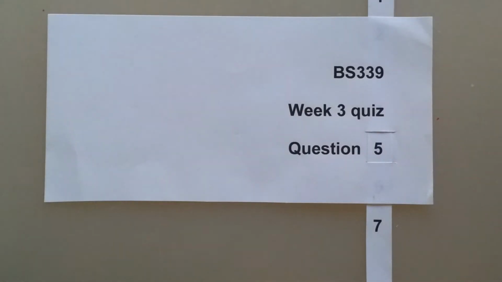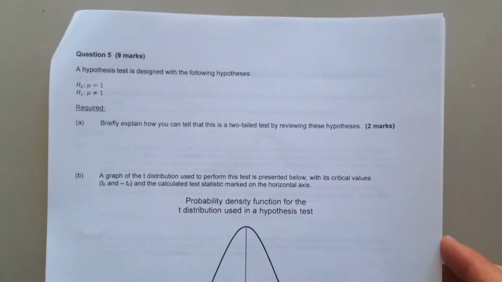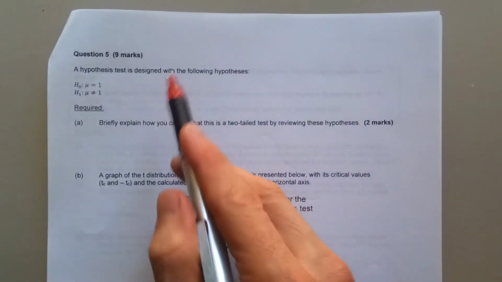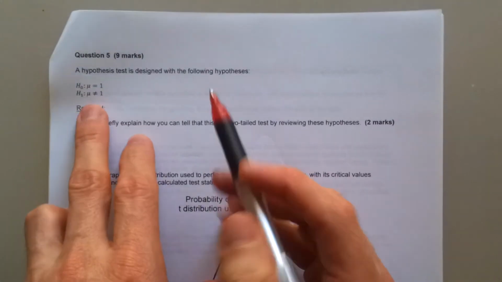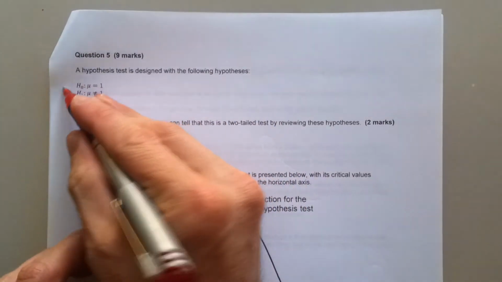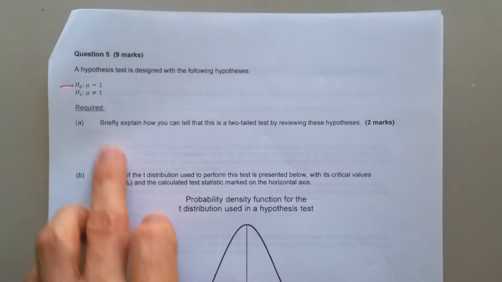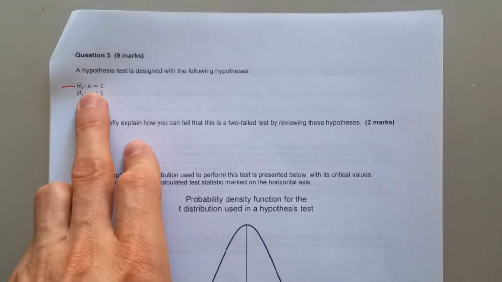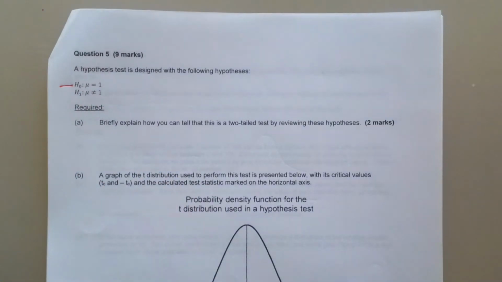Here's an answer for question 5 from the week 3 quiz. So we're presented with the hypotheses that have been used in a hypothesis test. There's the null hypothesis H0, which is that the population mean is equal to 1, and then as our alternative hypothesis H1, we have that the population mean is not equal to 1.